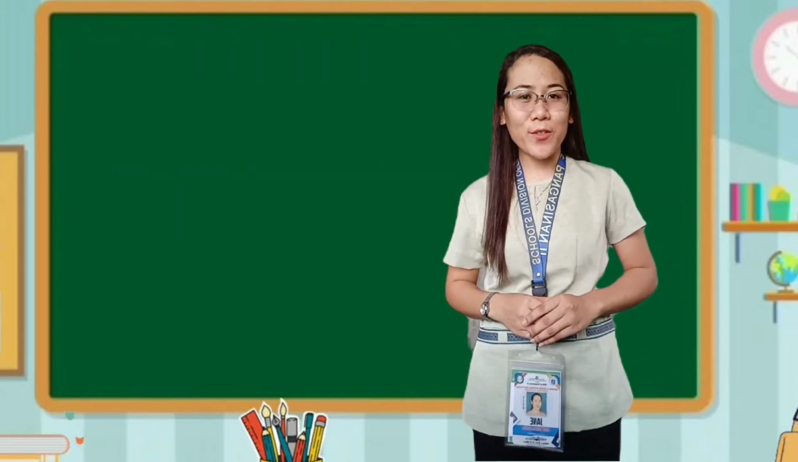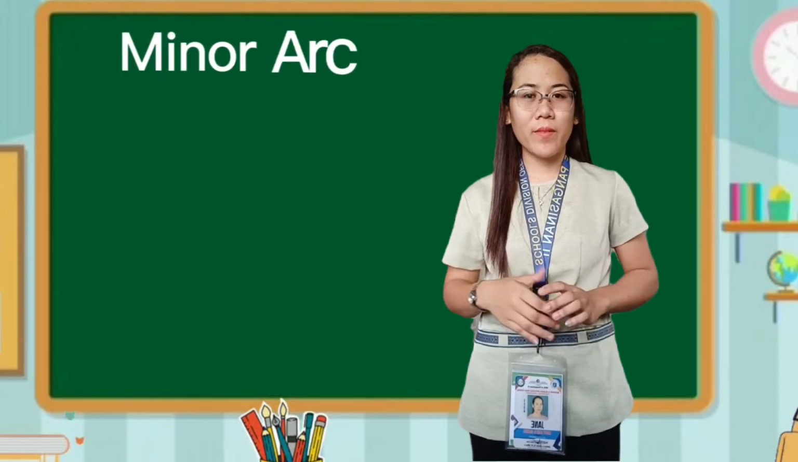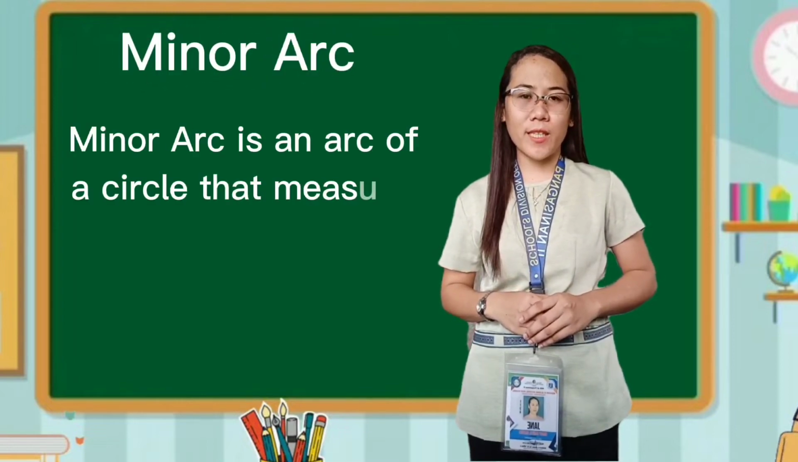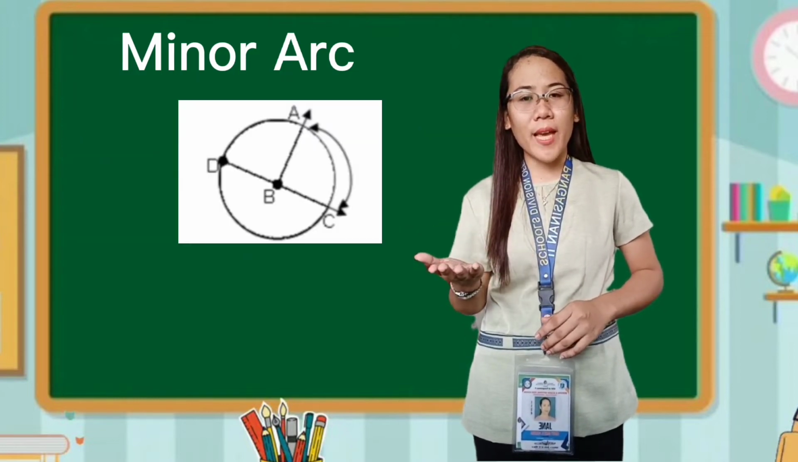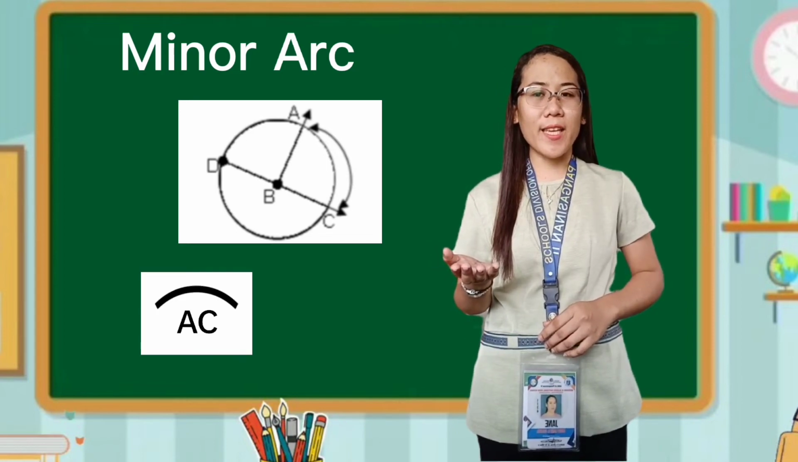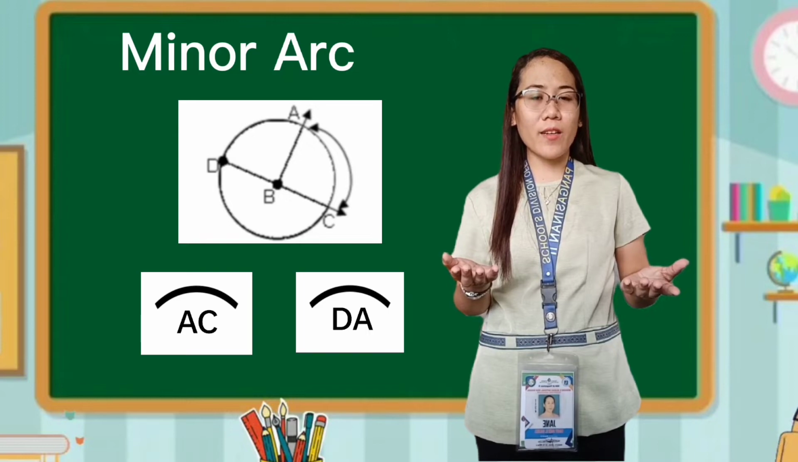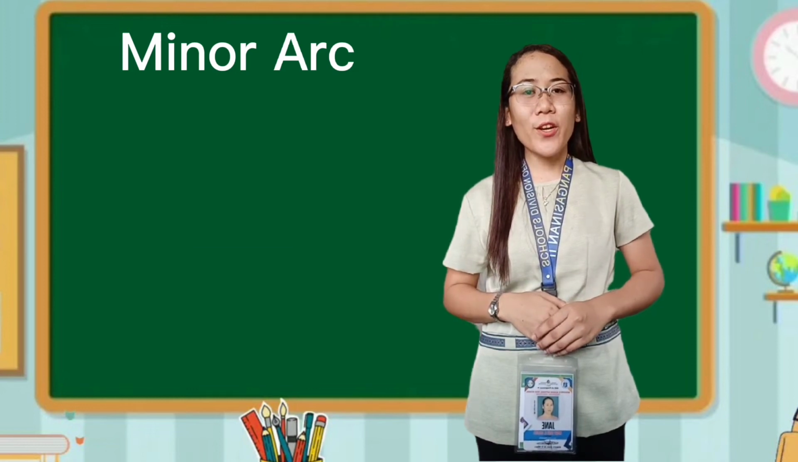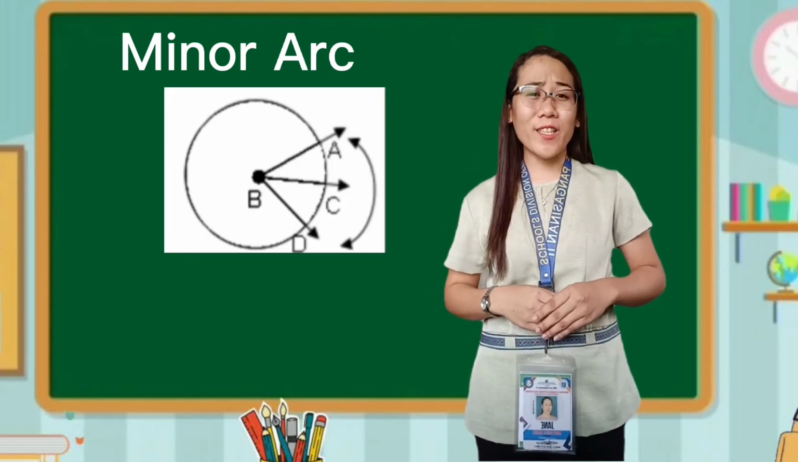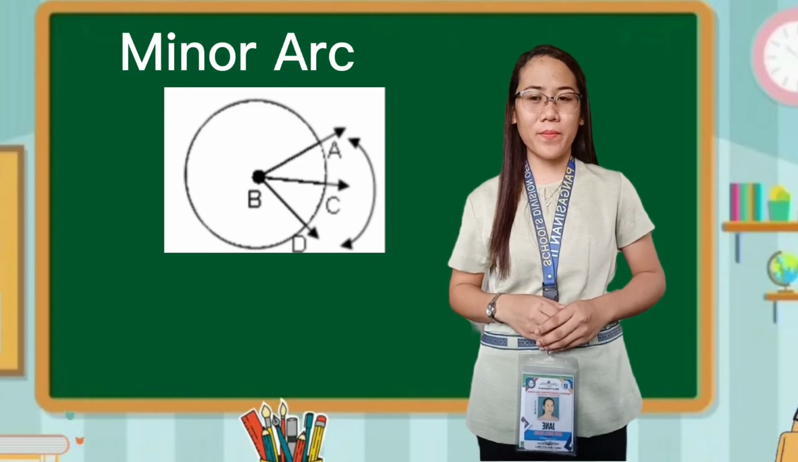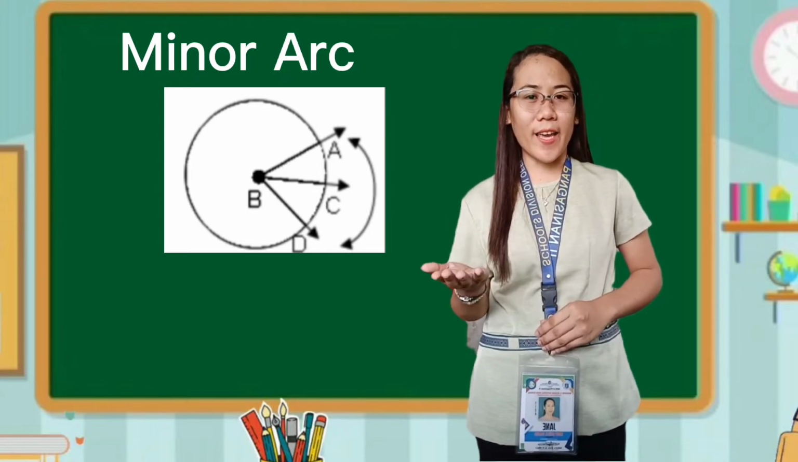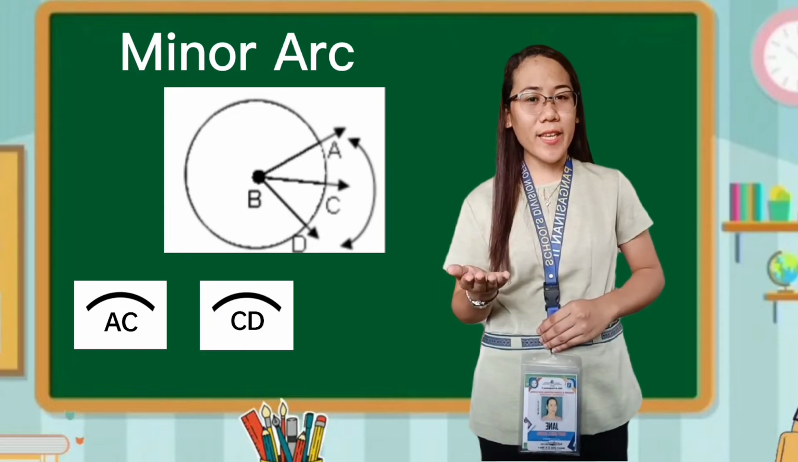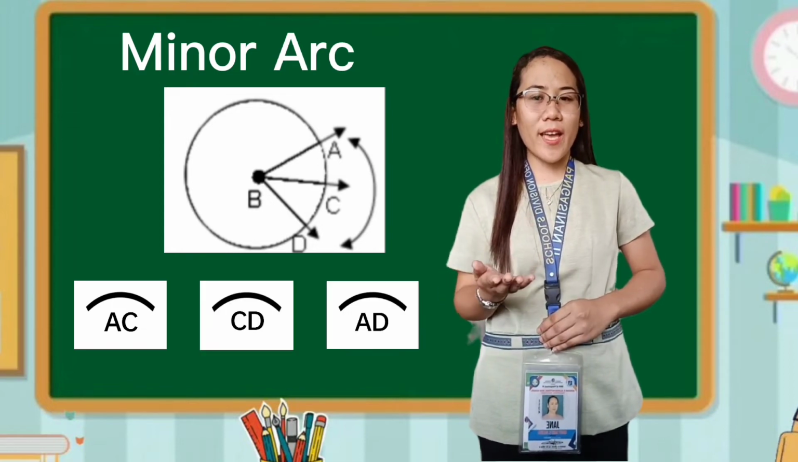The sixth term related to circle is the minor arc. Minor arc is an arc of a circle that measures less than the semicircle. Example number 1. In this figure, arc AC and arc BA are examples of minor arc. Figure number 2. What are the minor arcs of circle B? You are correct. The arcs are arc AC, arc CD, and arc AD.